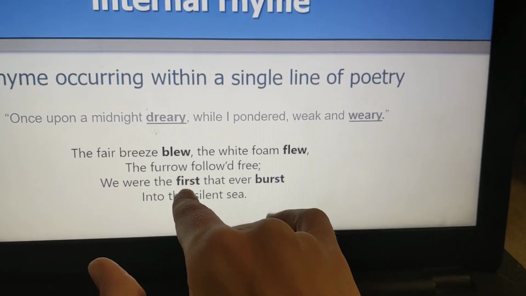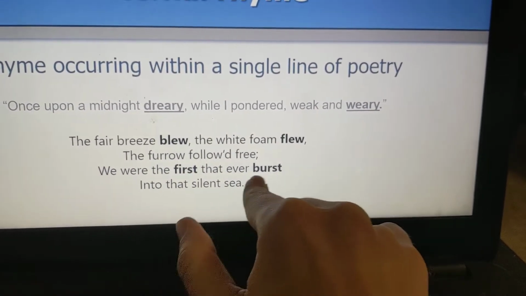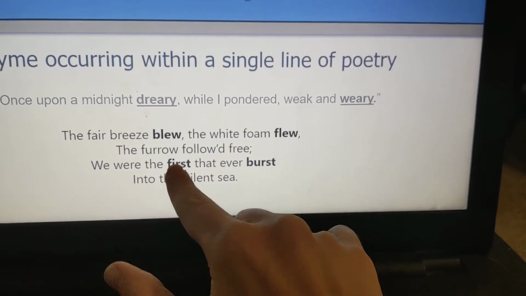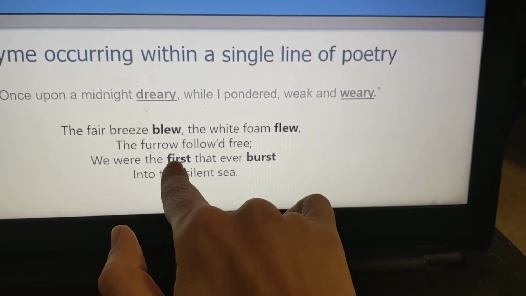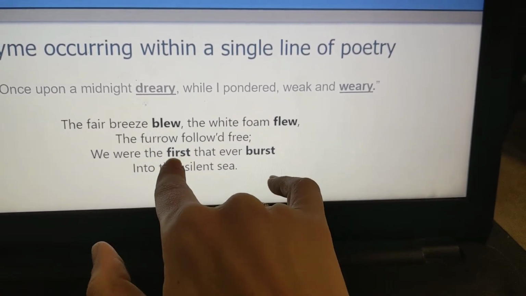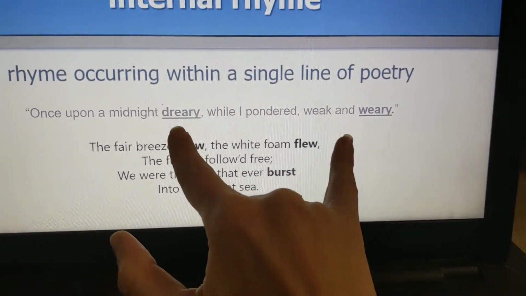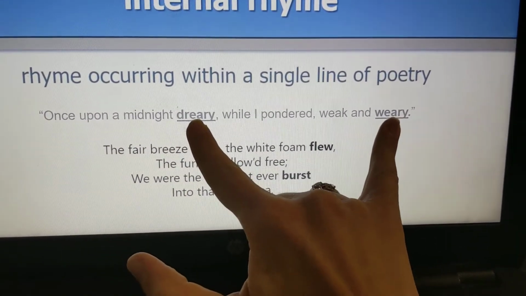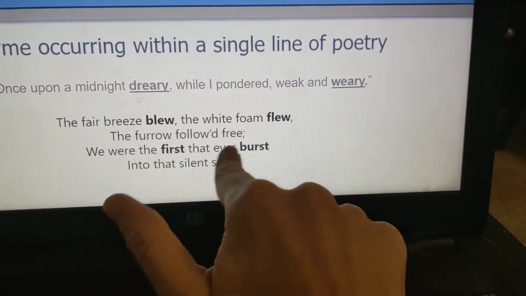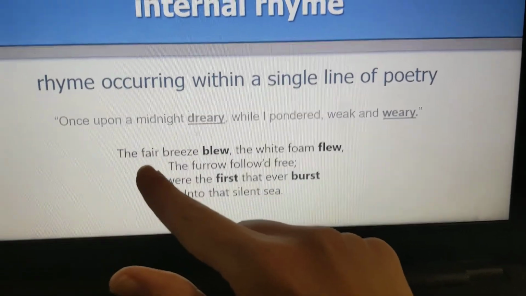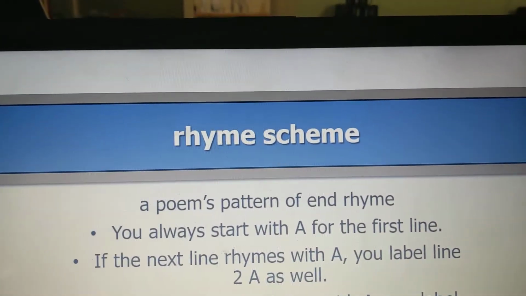Okay, and then down here, we were the first that ever burst. So the sound in both of these, first and burst, those two would go together, and that would be, again, internal rhyme. So anytime you have words that rhyme within a line of poetry, dreary, weary, blew, flew, first, burst, that is internal rhyme.